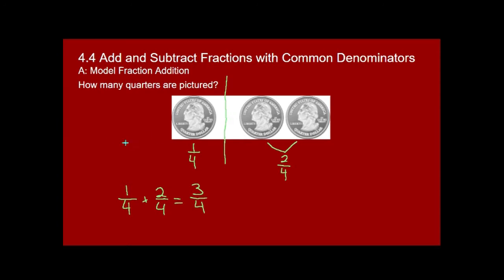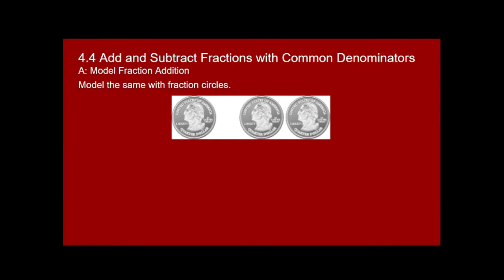So that's visualizing it with quarters. Let's go ahead and visualize it with fraction circles. So we're going to do the same thing with fraction circles. If each one of these represents a quarter of a circle, I'm going to try my best to draw these accurately. I don't make any promises. Okay, so if this is 1/4 of a circle, what I'm trying to do is draw just one of those sections, but it didn't turn out right.